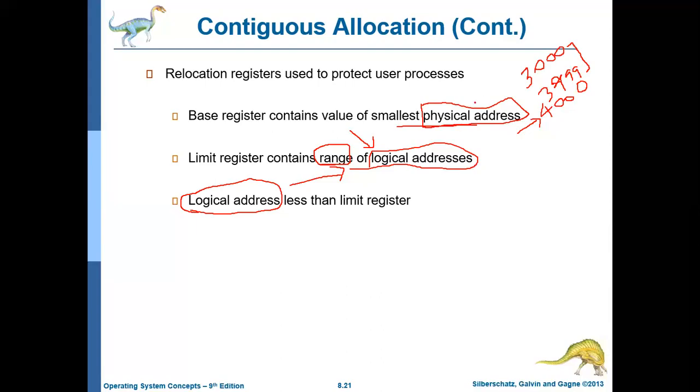Now what will be stored in the base register? The base register will contain the smallest physical address. What's the smallest physical address? That is 3000. Whereas the limit register will contain the range. Range is nothing but length.